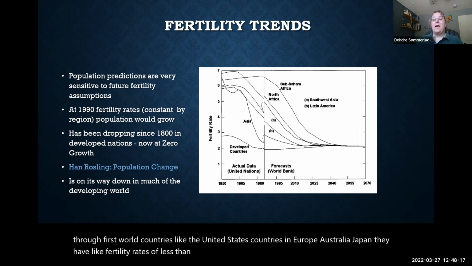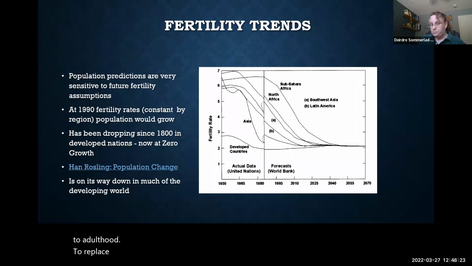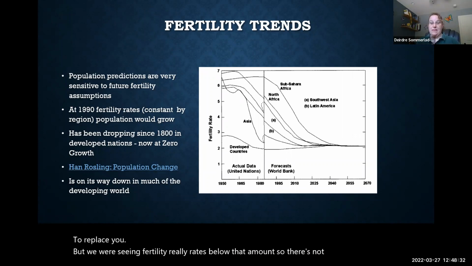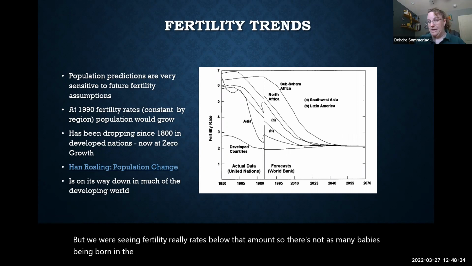So for a couple, you need 2 kids to make it to adulthood to replace you. But we are seeing fertility rates below that amount. So there's not as many babies being born in the United States to replace our population. Hint: this is why immigration is really important.